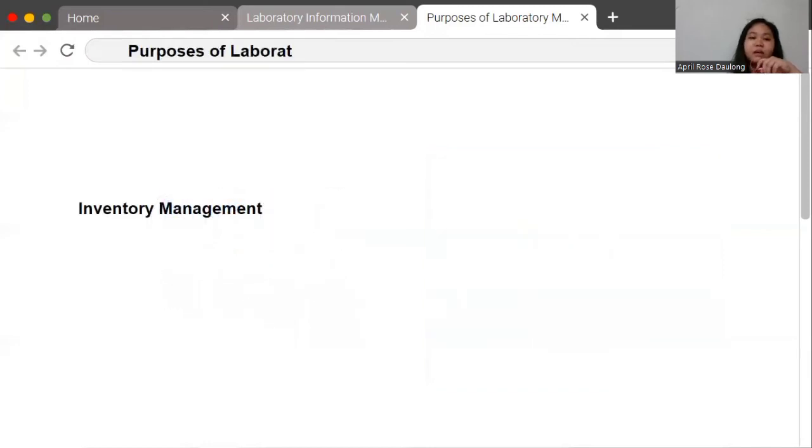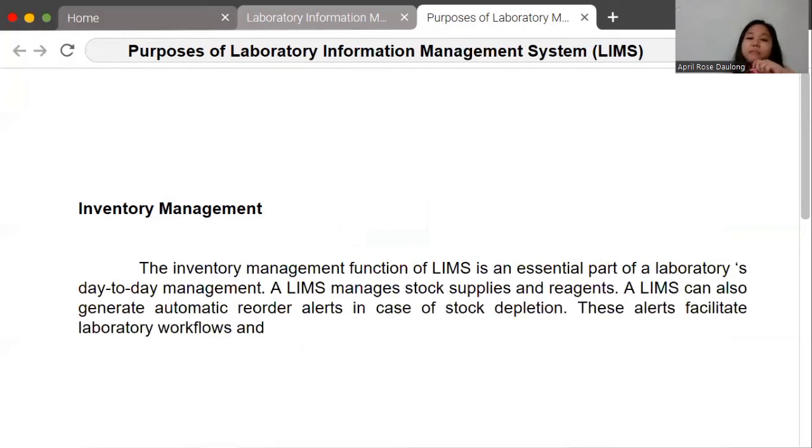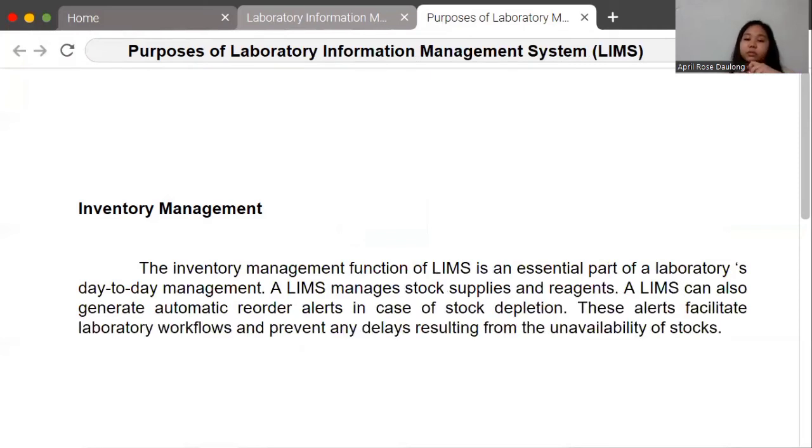Next, ang duha is the inventory management. The inventory management function of LIMS is an essential part of the laboratory's day-to-day management. A LIMS manages stock, supplies, and reagents. A LIMS can also generate automatic reorder alerts in case of stock depletion. These alerts facilitate laboratory workflows and prevent any delays resulting from the stock.